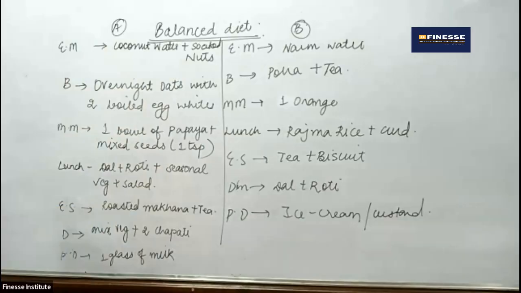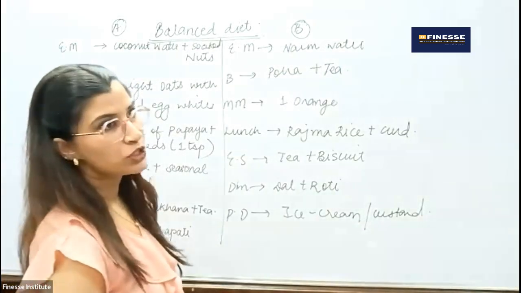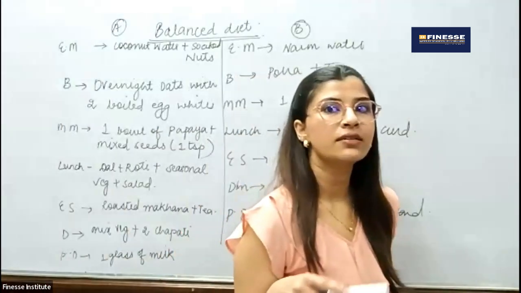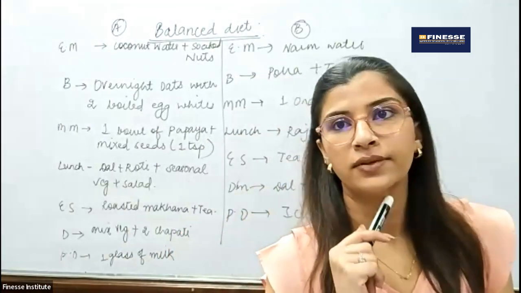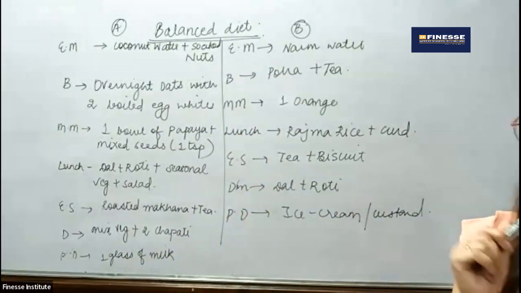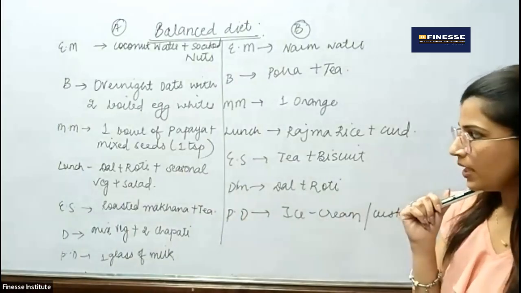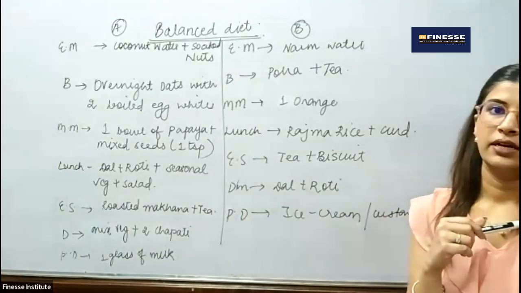Then the second diet plan is early morning warm water, breakfast poha plus tea, mid morning one orange, lunch rajma rice plus curd, evening snack tea plus biscuit, dinner with dal plus roti, and post dinner ice cream or custard. Okay. So which plan do you think is a balanced diet and why? With the reason you have to explain why is it balanced, which one of them, and why do you think that?